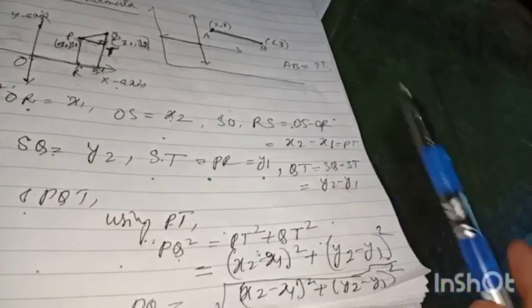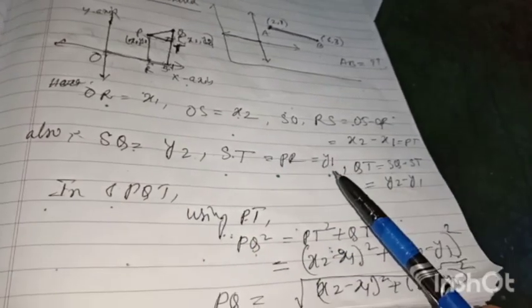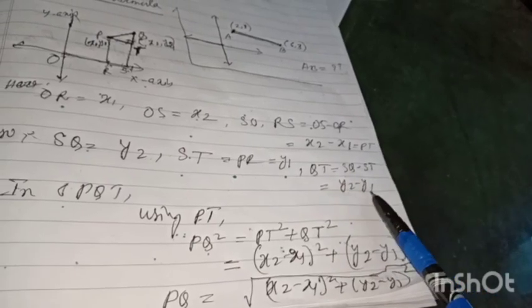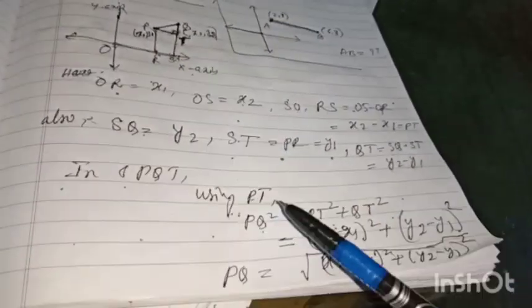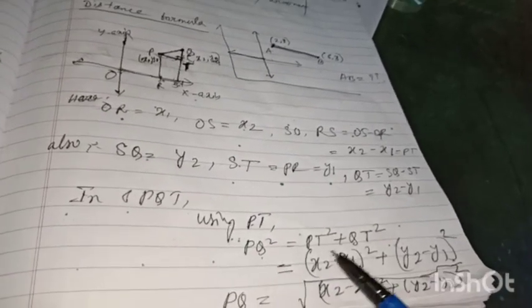So RS is equal to X2 minus X1, PT. Similarly, SQ is Y2, ST is PR. Then we got Y1, so QT is SQ minus ST, Y2 minus Y1. Now in this triangle we use Pythagoras theorem in triangle PQT. Then we got PQ square, because PQ is hypotenuse, PT square plus QT square.